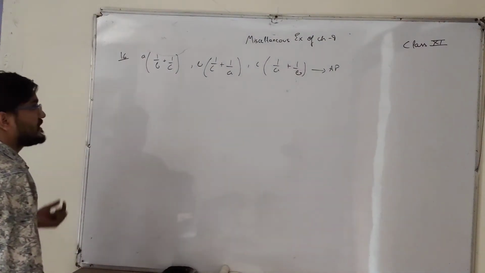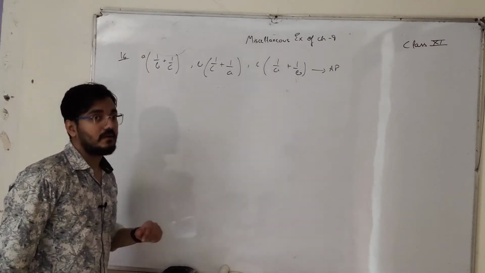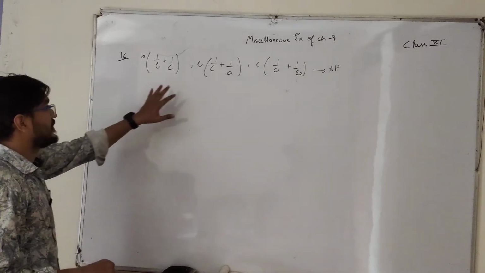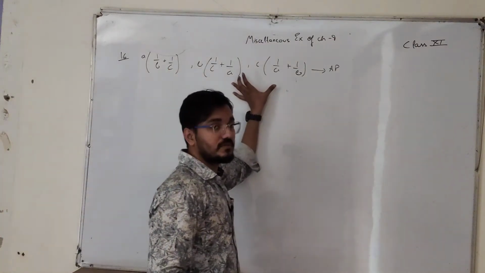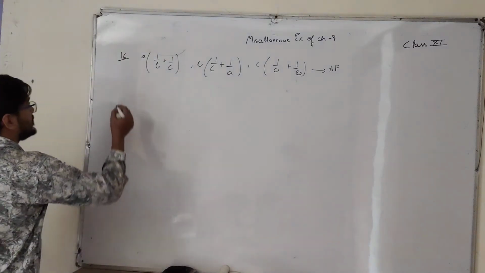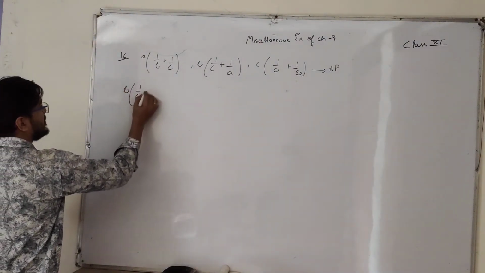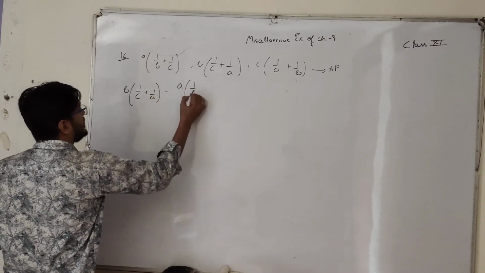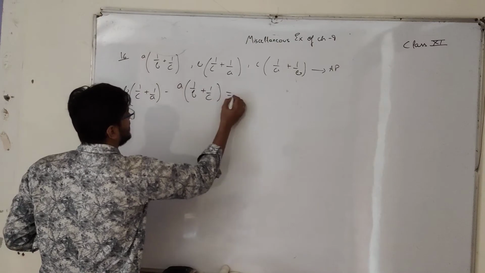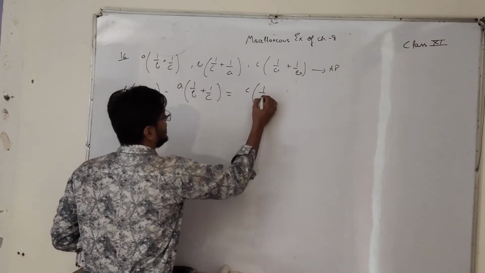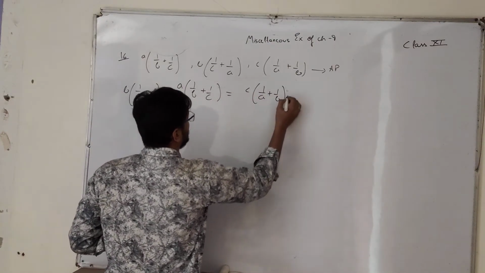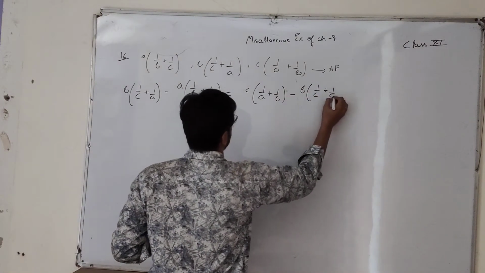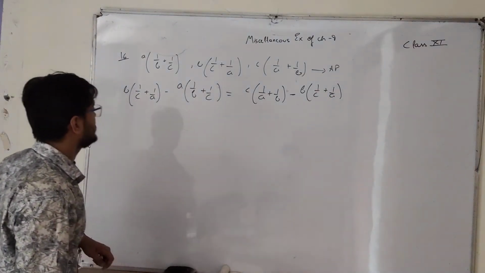So if these are in AP, the common difference will be the same. What is the condition for AP? The common difference will always be the same. So the difference between these two terms and the difference between the next two terms will be the same. So B (1 upon C plus 1 upon A) minus A (1 upon B plus 1 upon C) is equal to C (1 upon A plus 1 upon B) minus B (1 upon C plus 1 upon A). So this we have.